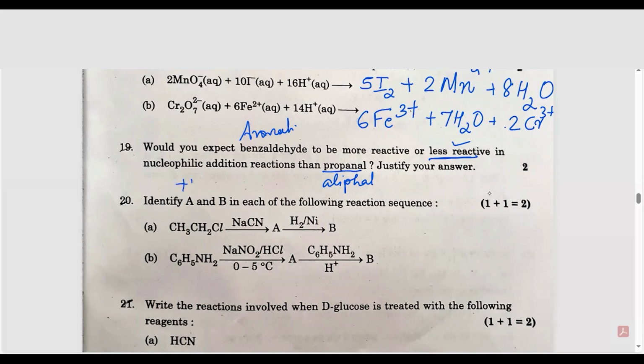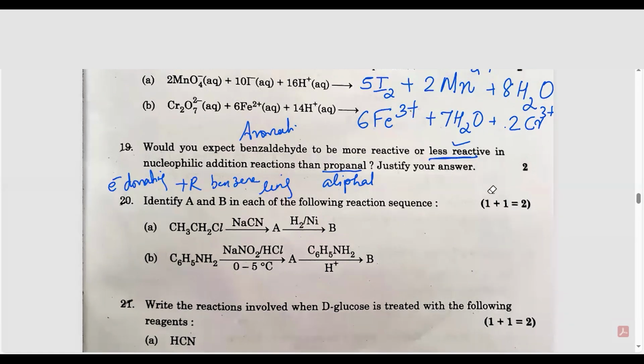Plus R effect of the benzene ring. Yes, electron donating plus R effect. That will increase the electron density of the carbonyl carbon in benzaldehyde. That is why benzaldehyde is less reactive.